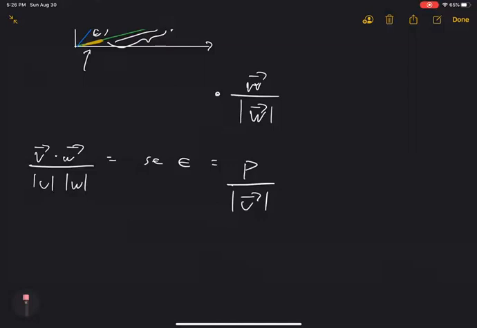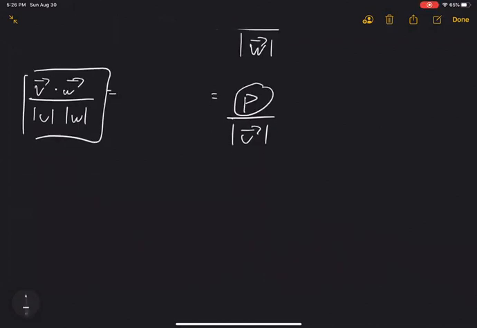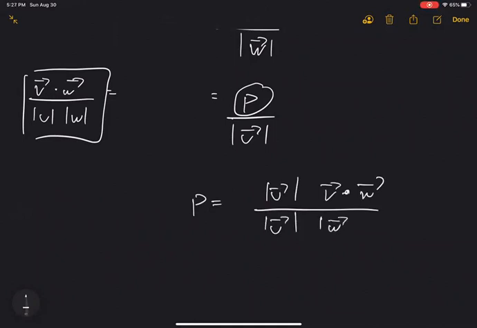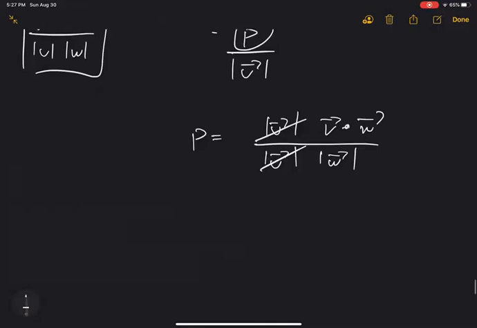So now forget about this cosine theta in the middle. We have, my P is what I'm trying to find. I have P over magnitude of V equals this thing over here. So that length of that side must be equal to V dot W over magnitude V, magnitude W. Okay. These cancel, and I'm left with that length I'm looking for is V dot W over magnitude W.